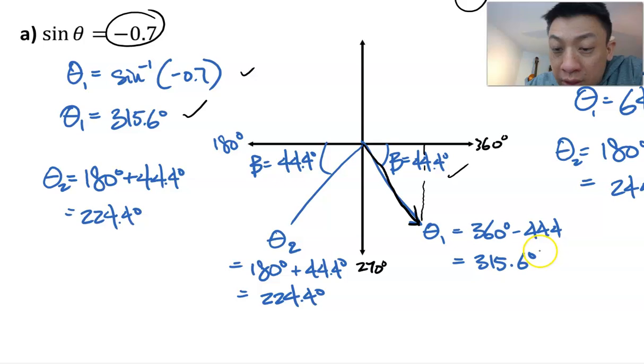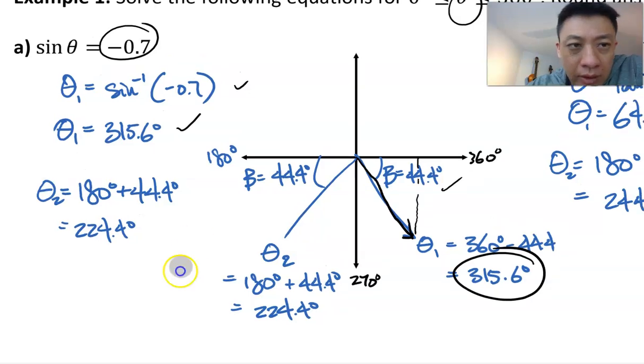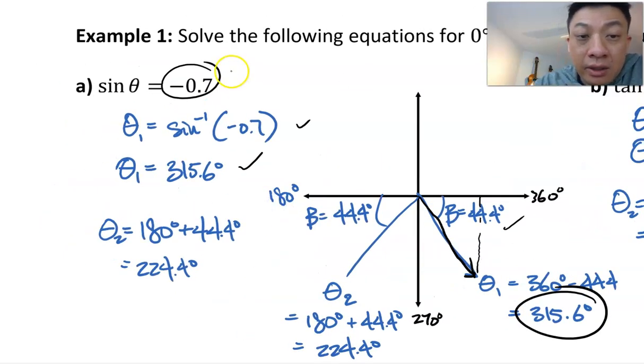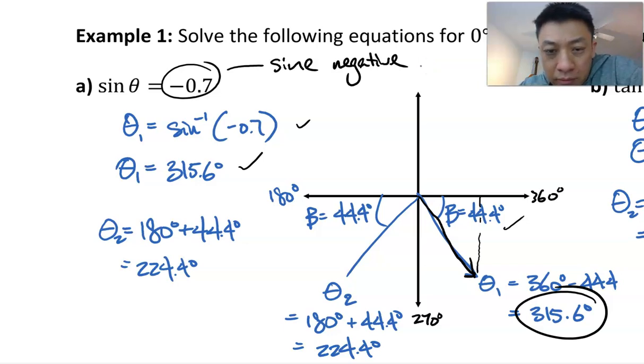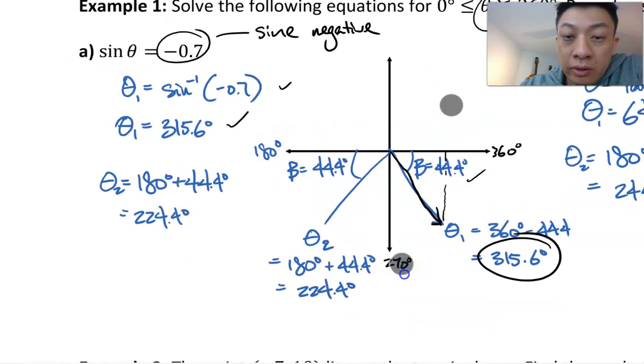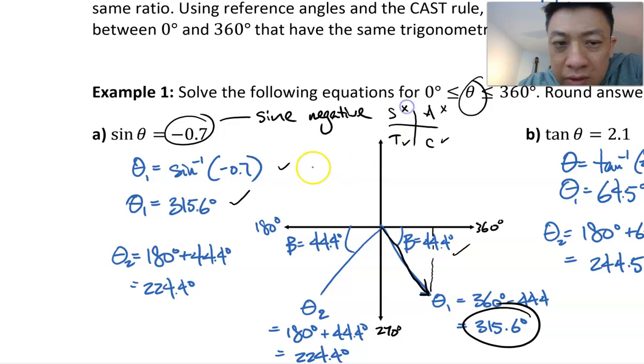So the first one is 315.6. Well, what's the other one? Think about where sine is negative. We know that the related acute angle is 44.4. So sine is negative. If we work it out with C-A-S-T, sine is negative here, and it's also negative here. Here it's positive, so we don't want this, and here it's positive, we don't want this. We want a negative sine value.